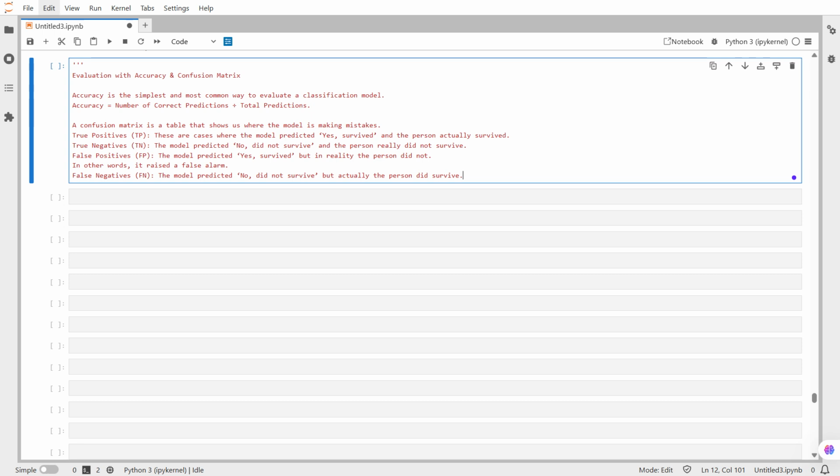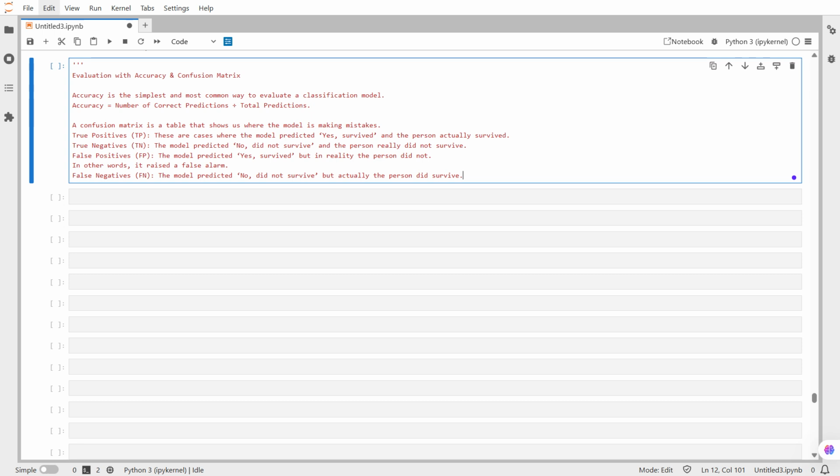Great job. Now you know how to evaluate classification models using accuracy and confusion matrix. Here is what we learned today. Accuracy: total correct predictions divided by total predictions. Confusion matrix: a breakdown of true positive, true negative, false positive and false negative. Accuracy is quick and simple, but the confusion matrix gives us a much deeper picture. This wraps up our classification basics module.